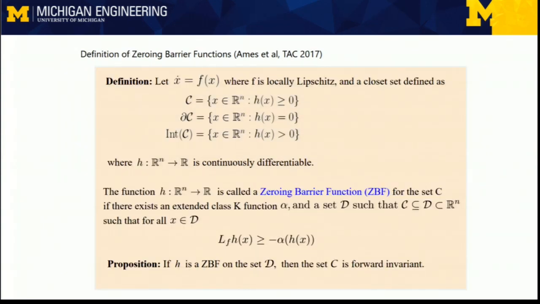Let me move a little bit quickly through those slides because I'm pretty sure that you are very aware of those results. Similarly, the zeroing barrier functions are defined similarly to the reciprocal ones. The difference is that they are defined to be 0 on the boundary.